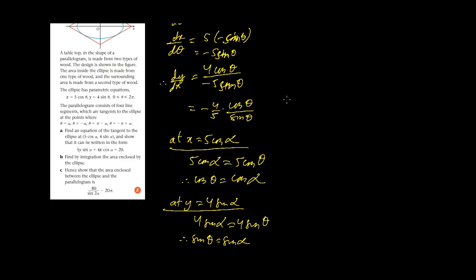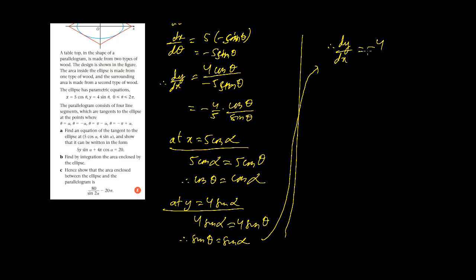So all I have to do now, let me get back here, so therefore dy by dx equals minus 4, instead of cos theta I can write cos alpha now, over 5, and instead of sine theta I can write sine alpha now. So that's dy by dx in terms of alpha. Now we have to find the equation of the tangent. So the gradient of the tangent equals minus 4 cos alpha divided by 5 sine alpha.